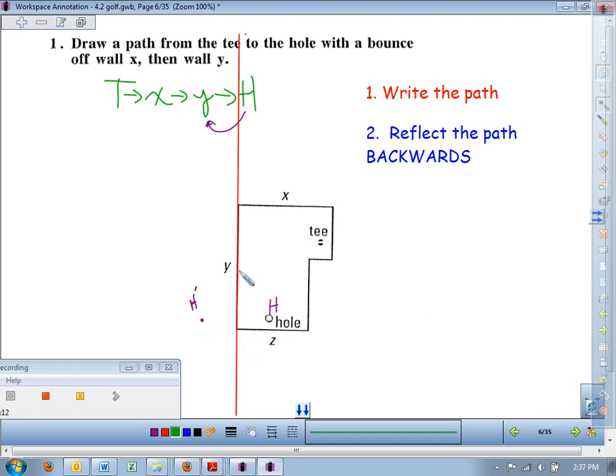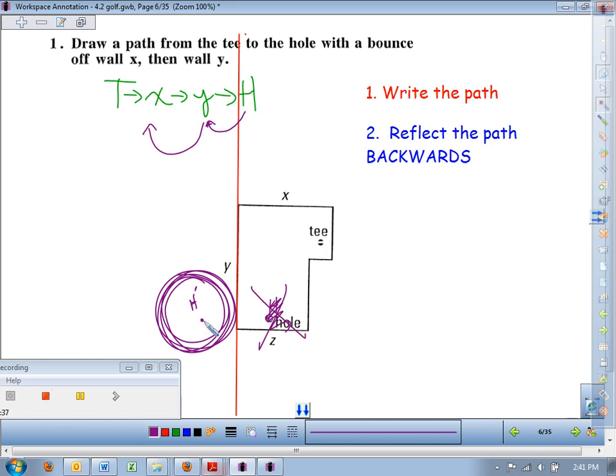Now that that's done, I'm going to go back to my path, and continue to work backwards. I went from H to Y. Excuse me, I've taken H and reflected it over line Y. Now I want to reflect over line X. The question is, what should I reflect over line X? You want to reflect this new point right here every single time. We are done with the hole. All done with it. Used it up.